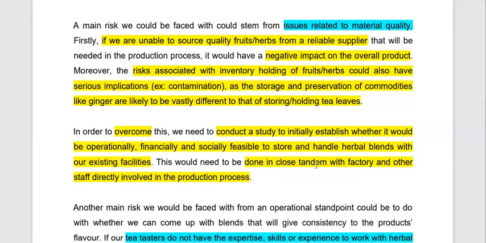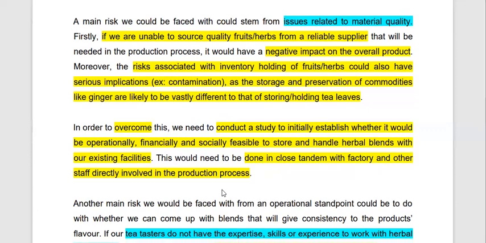This would need to be done in close tandem with factory and other staff directly involved in the production process. So when doing this, we have to involve everybody from the production process, because they are the people with the necessary understanding about inventories and production processes.